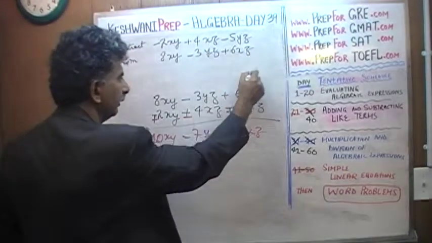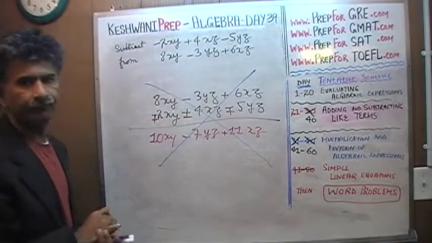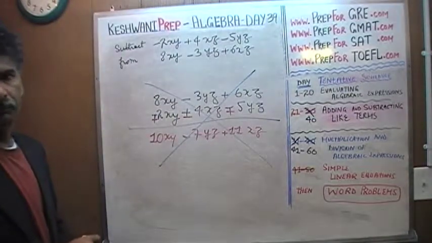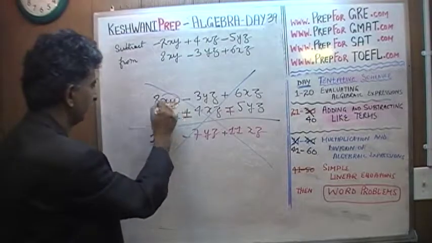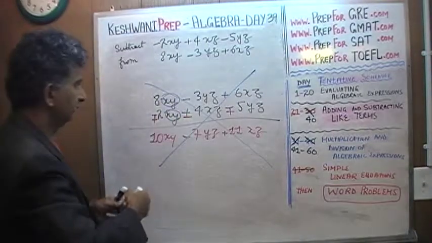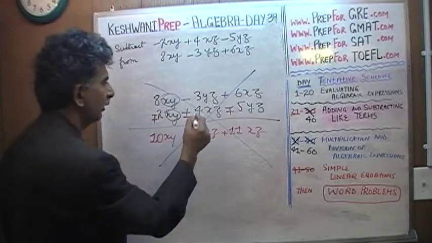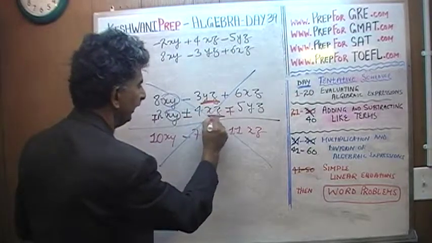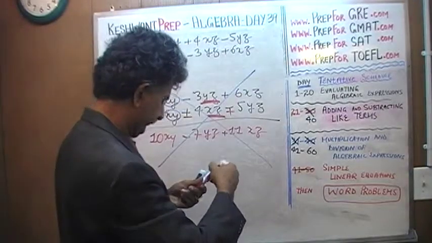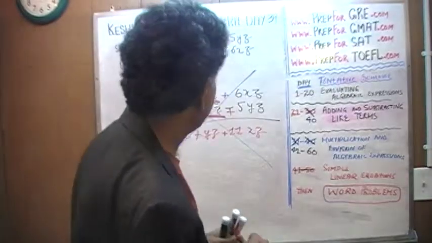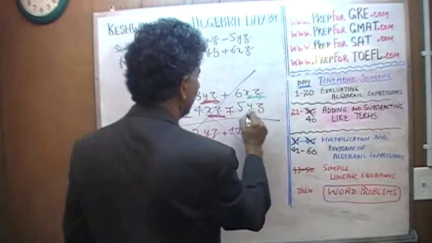This whole thing is wrong. We must add up the like terms together. These were like terms, here's the xy and here's the xy. But these are not like terms. We cannot go around adding yz to xz, we cannot go around adding x times z to y times z.